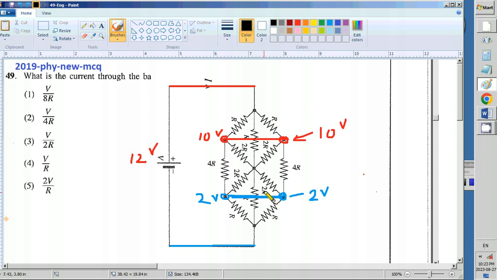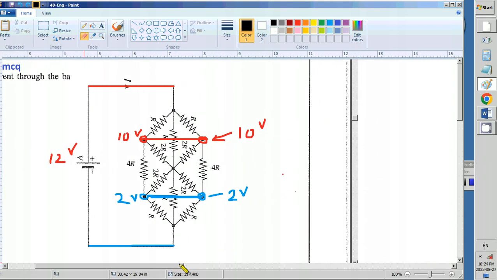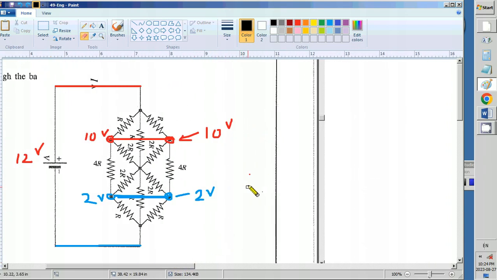So we use this trick now. Therefore we connect and try to solve this problem. Sometimes after connecting like this, but only equal potential points you can connect, then you can simplify the circuit. Sometimes you can simplify, sometimes you can't. So normally in these exams they give the circuits that we can simplify after connecting.